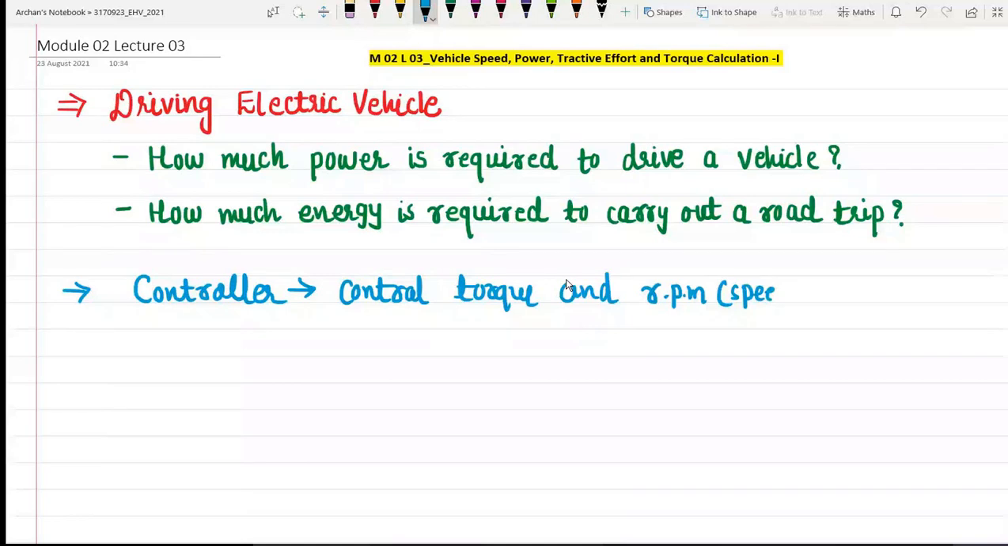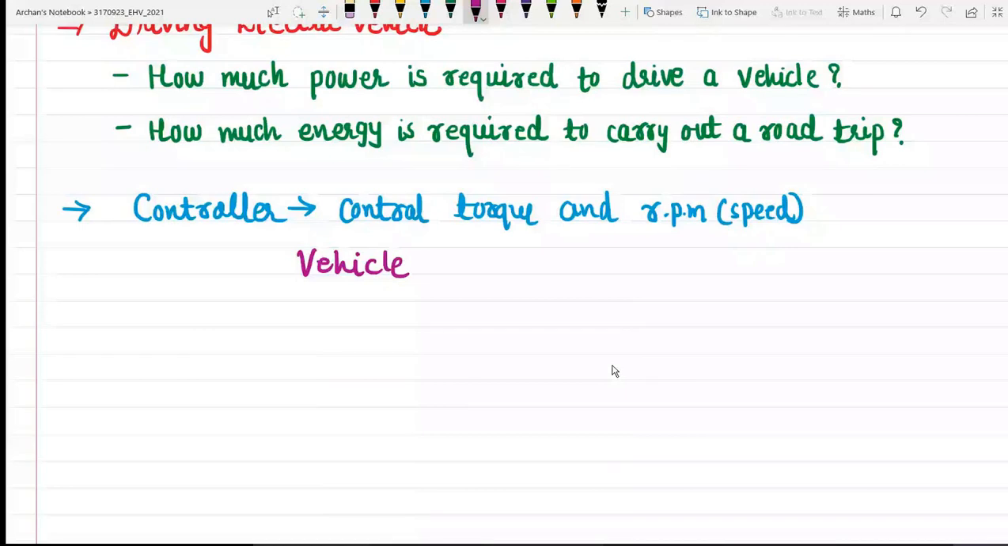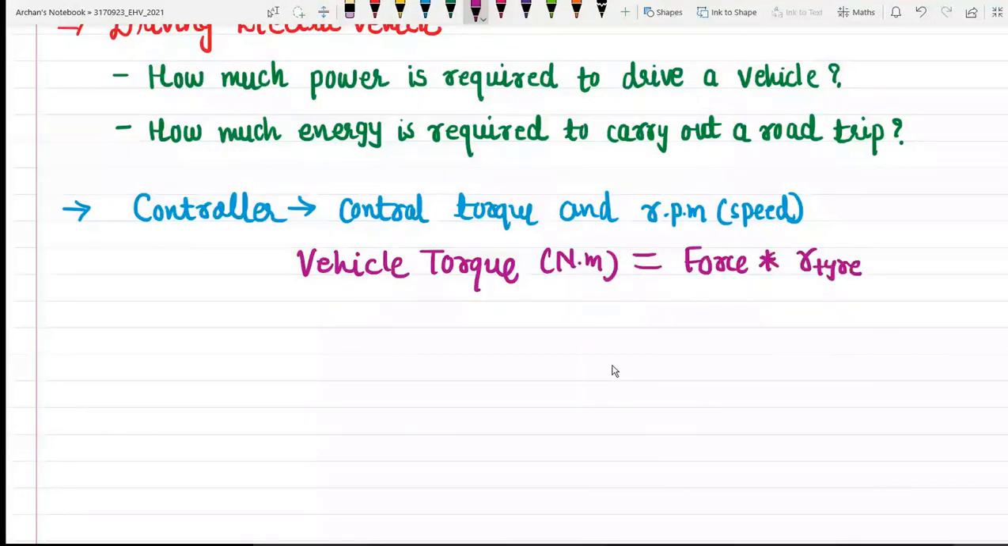Okay, so talking about this torque, whenever I talk about the vehicle torque, what should be the value? The vehicle torque in Newton meter is given by the force multiplied with the radius of the wheel or tire. Okay, so if you are able to compute the force and if you know the radius of the tire, then we will be able to calculate the amount of torque which can be generated by the electrical motor.